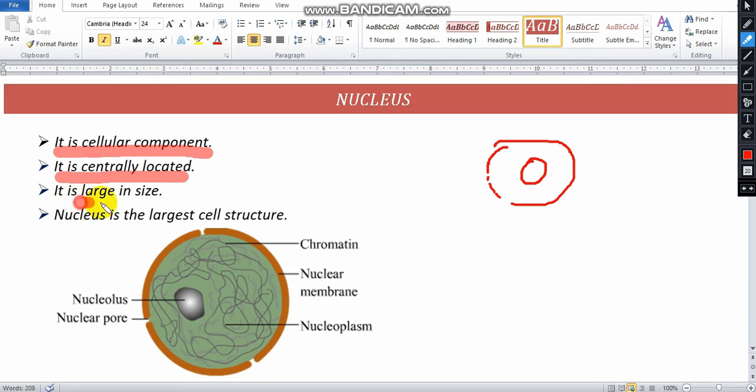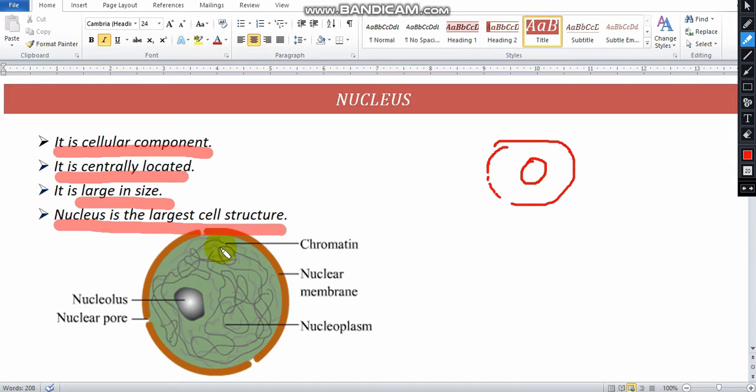And next, it is large in size. The nucleus is the largest cell structure. It is a very important point. There are many organelles which are present in a cell like mitochondria, ribosomes, endoplasmic reticulum, lysosomes, etc. Among them all, the nucleus is very big compared to them all. So it is the largest cell structure.